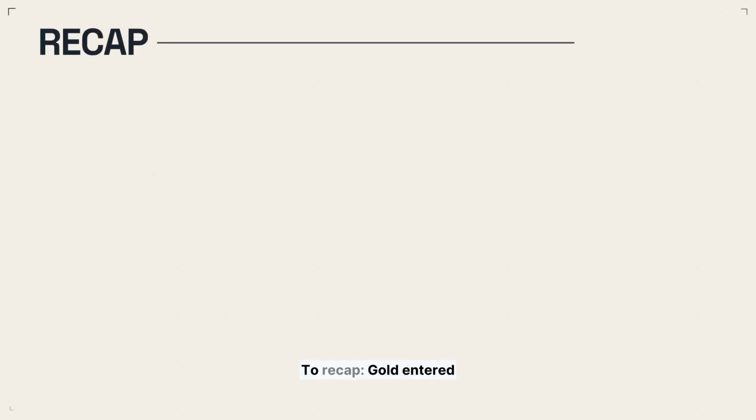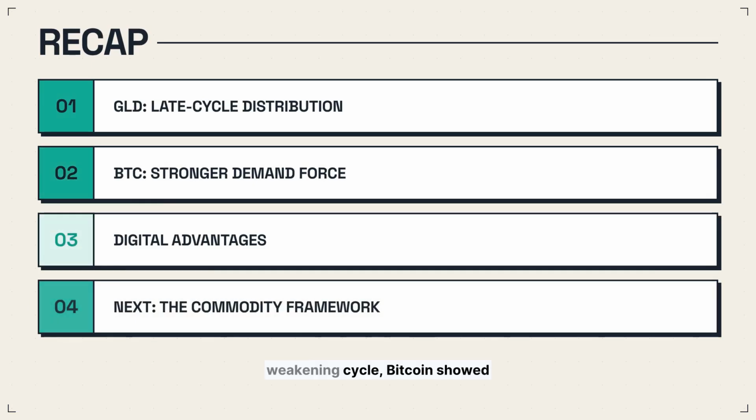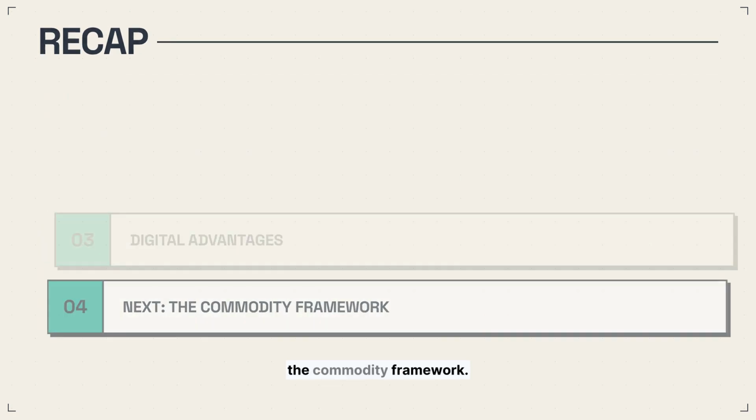To recap, gold entered the rotation with a weakening cycle, Bitcoin showed stronger underlying demand, and digital properties gave it new advantages. In Chapter 5, we ask what makes Bitcoin a commodity and define the commodity framework.